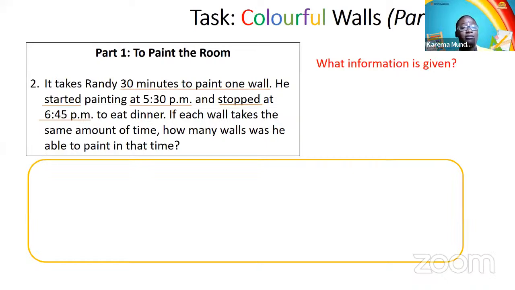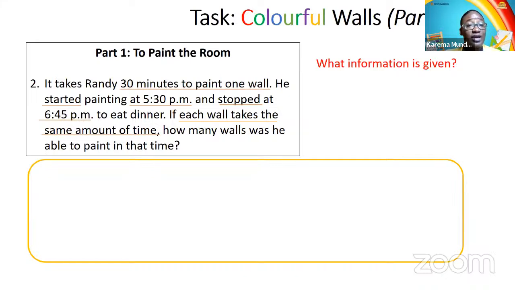All right, so stick a pin in that info. 30 minutes to paint one wall. We are given a start time. We're given an end time. So we need something in between to help us. All right, let's continue. And it's right there. Each wall takes the same amount of time. All right. All important points. And students, you see how we underline it?